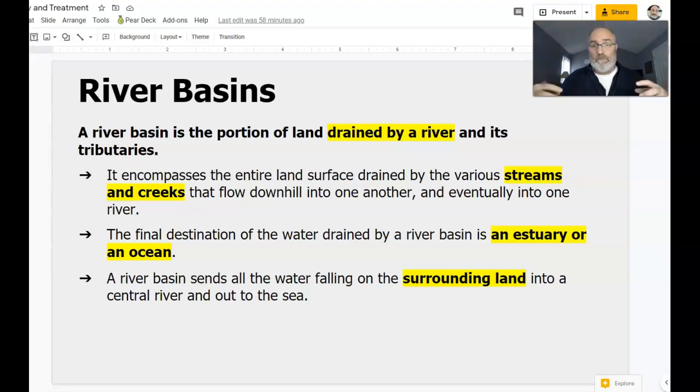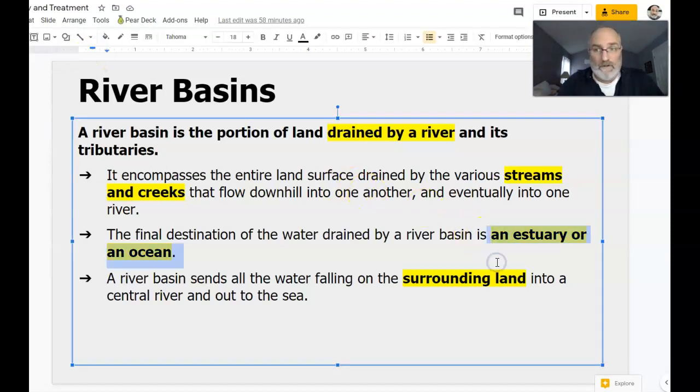When rain falls in my backyard, it's going to drain eventually either into groundwater and be trapped there, or it's going to end up in one of the creeks that's close by my house. And guess where those creeks connect to? Right, they end up in larger streams, which end up connecting to rivers, which end up eventually emptying into either an estuary or an ocean. And remember, we talked about those in the last sequence of our unit.